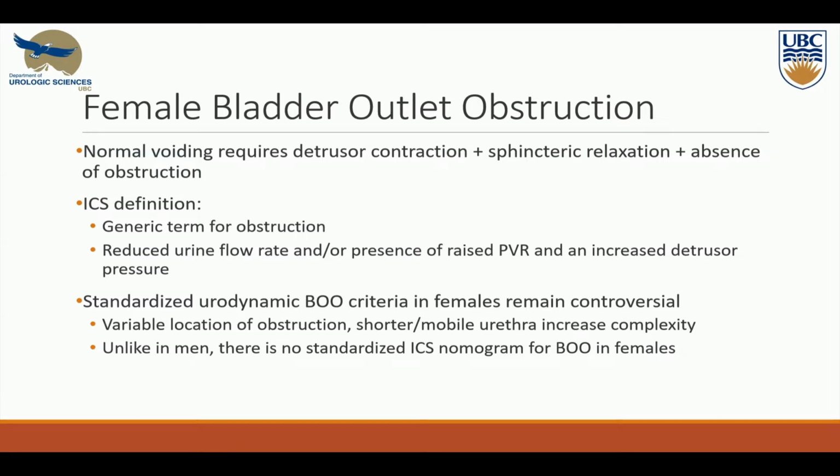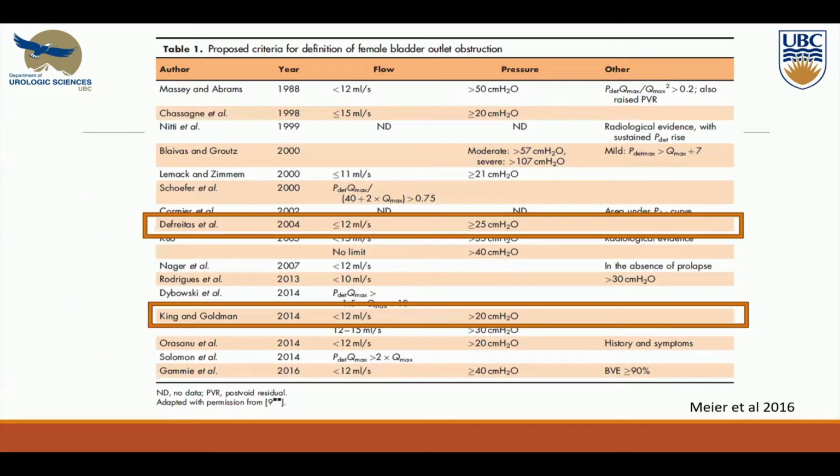And a lot of this is because there is quite a variable location of obstruction in females. It can be the pelvic floor, the urinary sphincter, the bladder neck. And also they have a much shorter and more mobile urethra. And so that increases the complexity when we're trying to come up with a nomogram for these patients. You can see here on this table, there are a lot of different criteria for definitions of bladder outlet obstruction, and that was done from 1988 onwards.